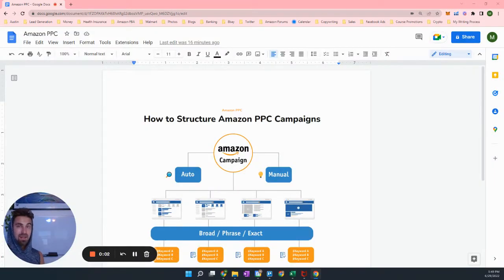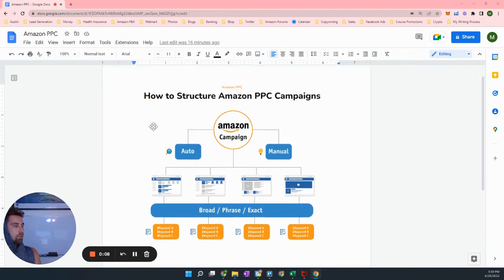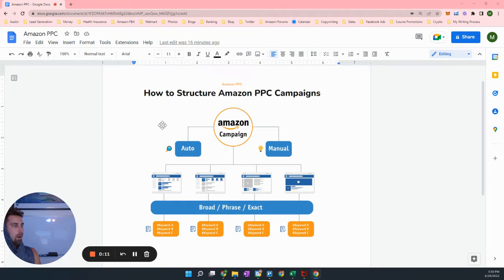Amazon PPC and how it works. Let's talk about the structure today in 5 minutes. The first thing you want to know about Amazon PPC is there's two different types of campaigns. One is an auto, one is manual.